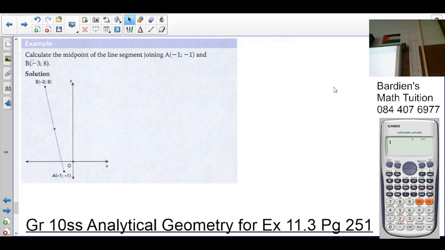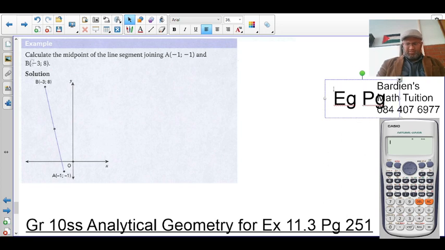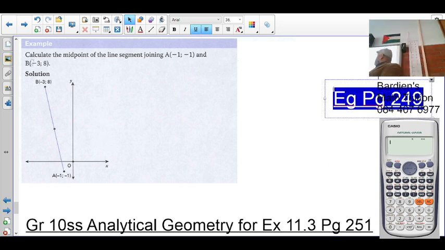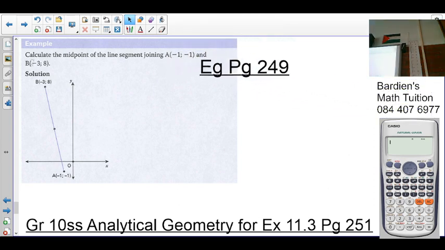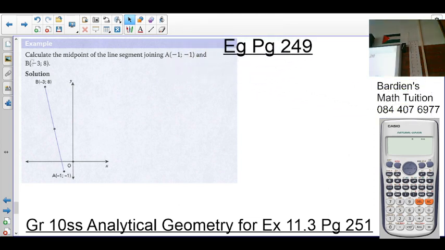Okay, so this is the example on page 249. Here we are told to calculate the midpoint of the line segment joining A, which is (-1; -1), and B, which is (-3; 8). So you must calculate the midpoint. If you are asked to calculate the midpoint, what's the midpoint formula?